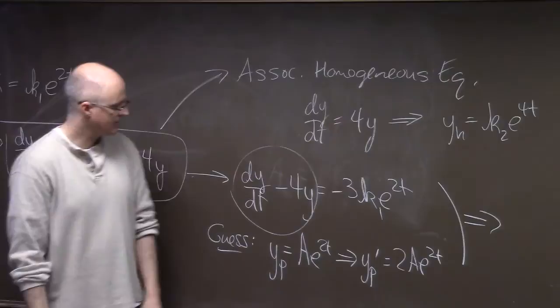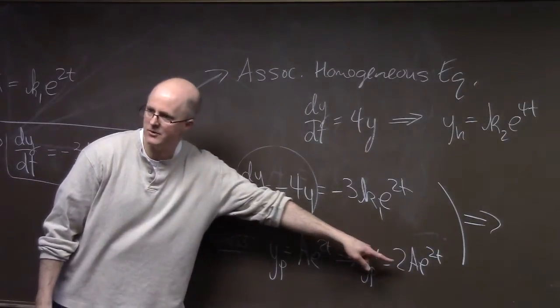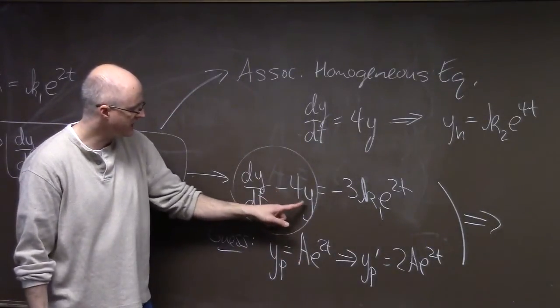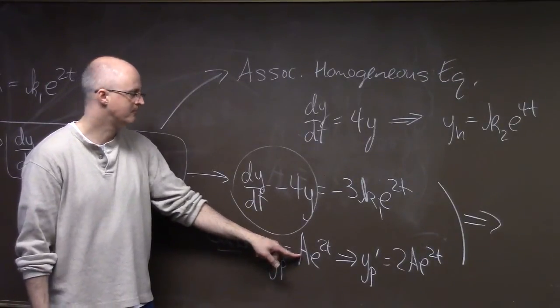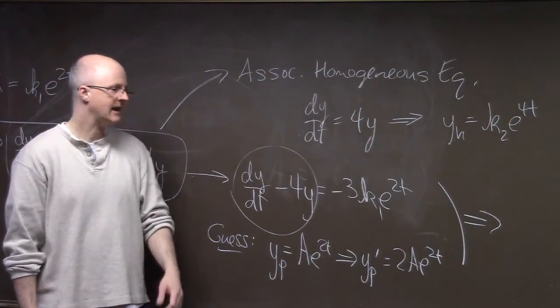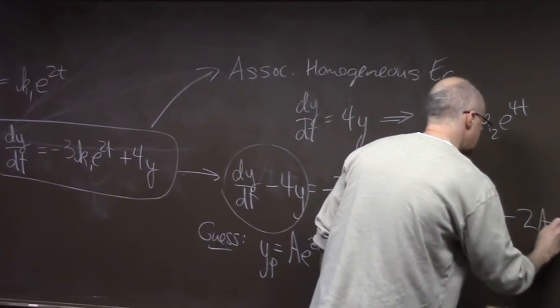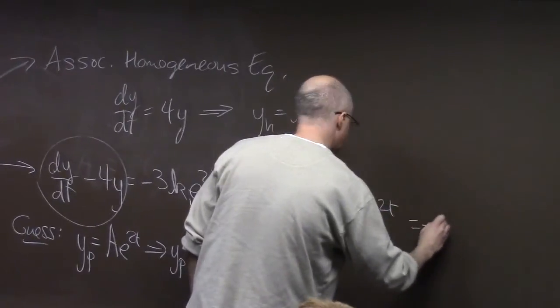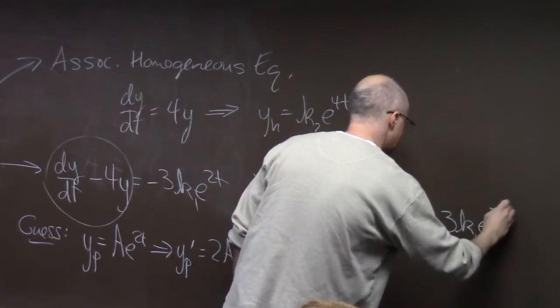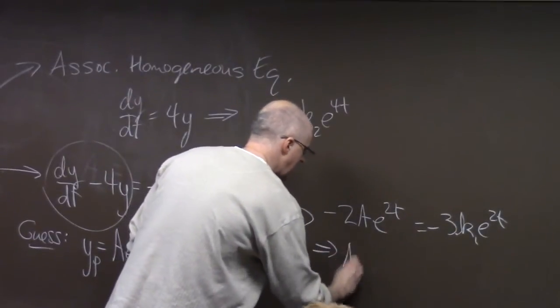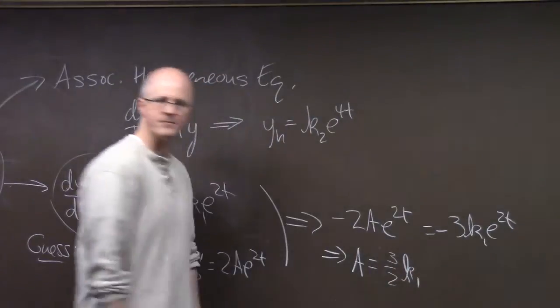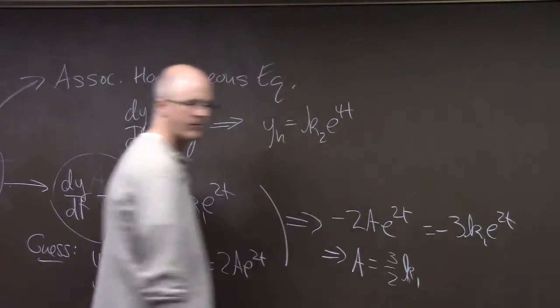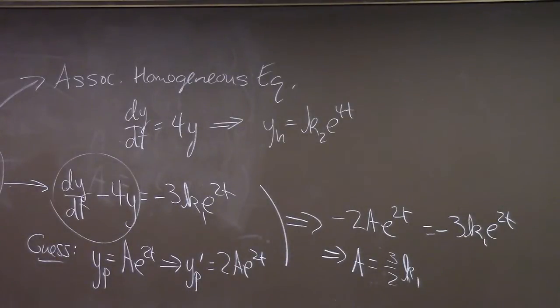Just do this in my head here. Yp prime has the 2 in front of the a, and I also have to subtract 4 times y, so 4 times a. So ultimately, I'll get a 2a minus 4a. I'll get a negative 2a e to the 2t must equal negative 3k1 e to the 2t. So a must be positive 3/2 times k1. Catch me if I make a mistake. Does that look good?